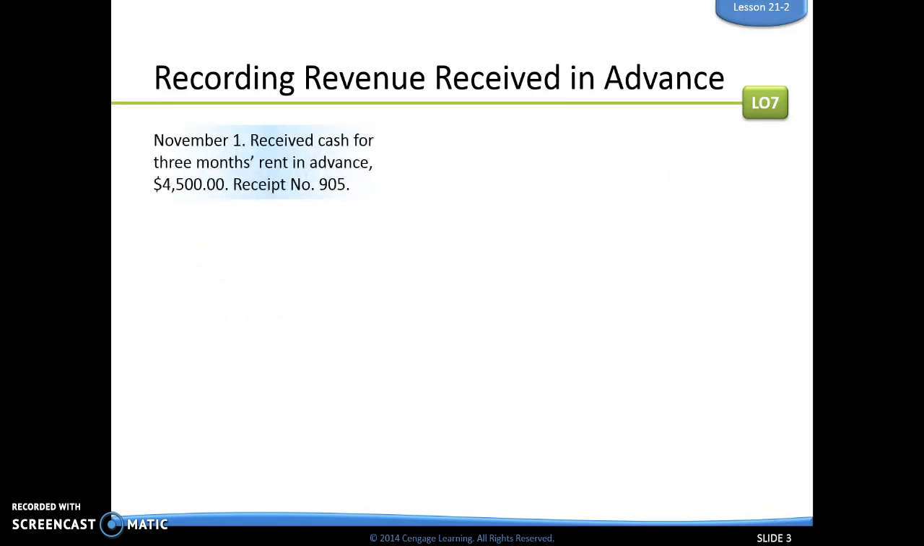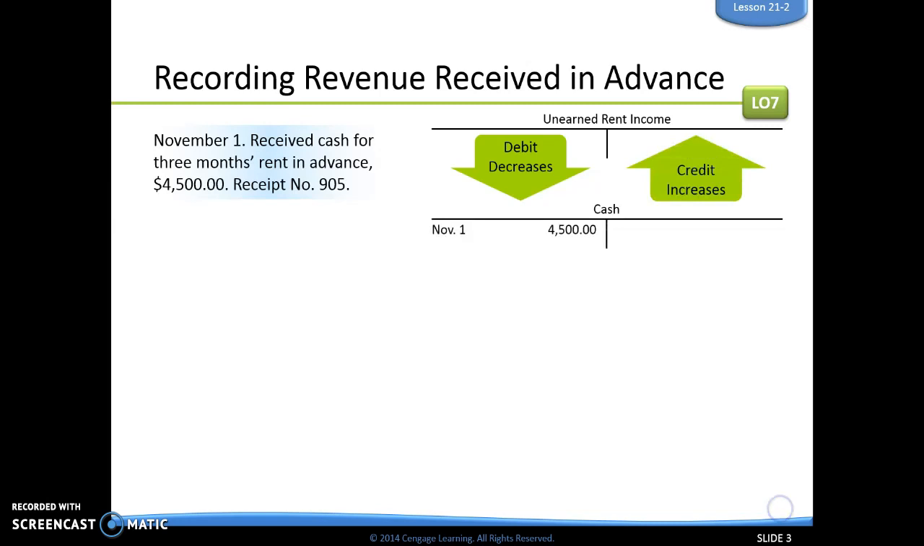On November 1st, it says that we received cash for 3 months rent in advance, $4,500, receipt number 905. So they're paying us for 3 months of rent. However, they haven't used that rent for 3 months, or that building, whatever it might be. So what we're going to do is debit our cash, and we're going to credit unearned rent income.